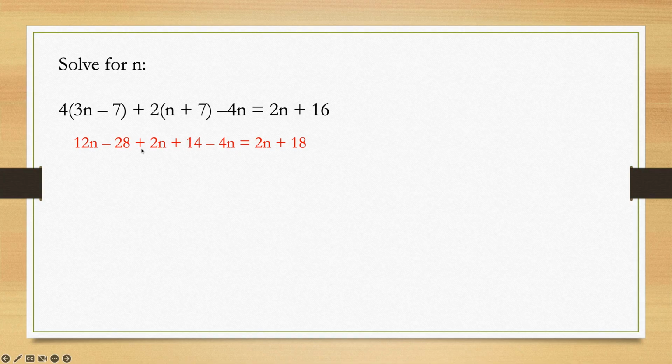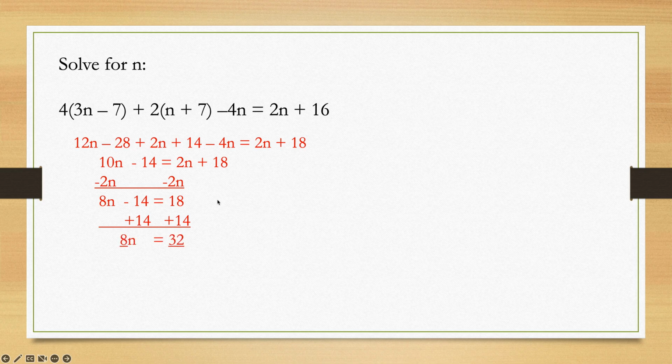2n plus 18. On the left, I see a same side, same operation situation. That is to say, combine the like terms. That's 14 n's, right? 12 n's plus 2 n's make 14 n's. Minus 4n makes 10n. And negative 28 and positive 14 makes negative 14. Equals 2n plus 18. Always start with that smallest number of n's. Subtracting 2 n's, I get 8n minus 14 is 18. Add 14. 8n is 32. Divide. N is 4. Okay.